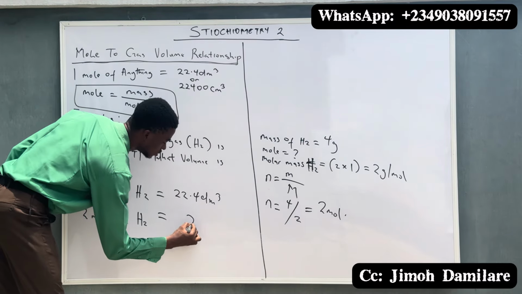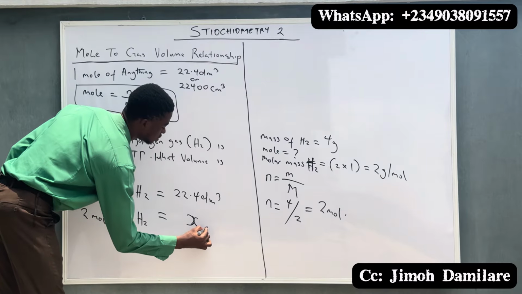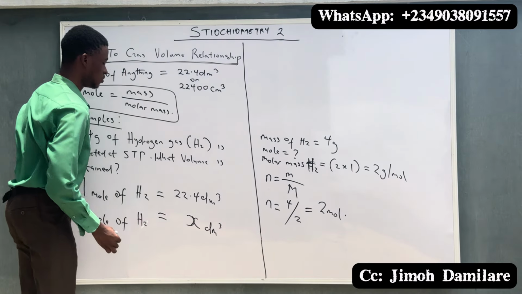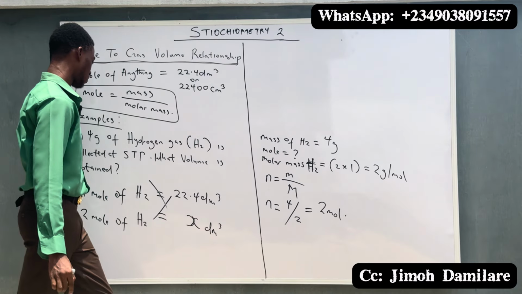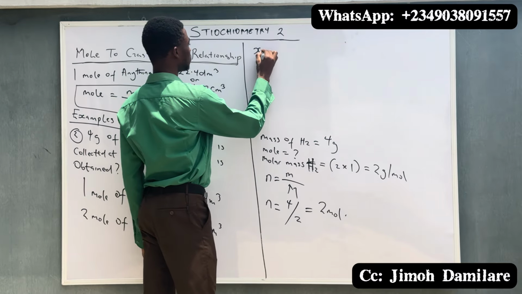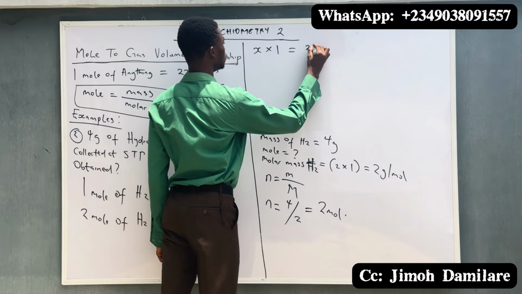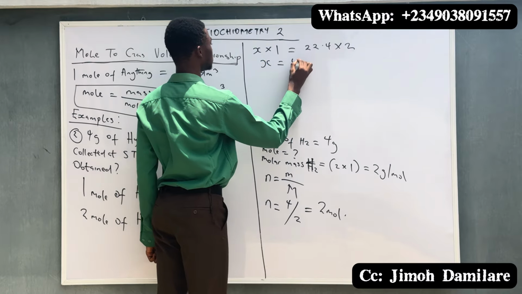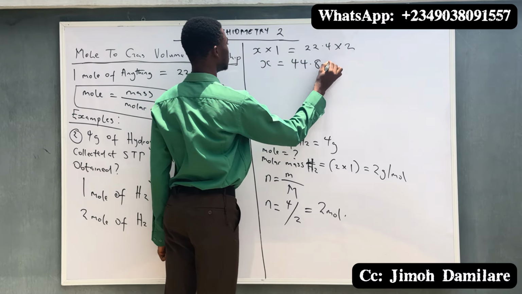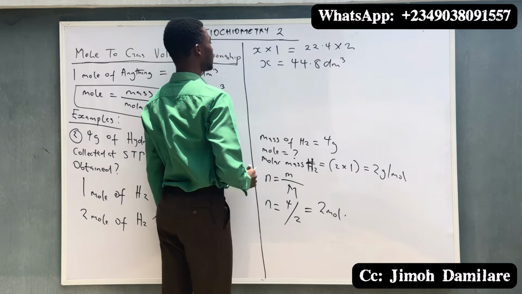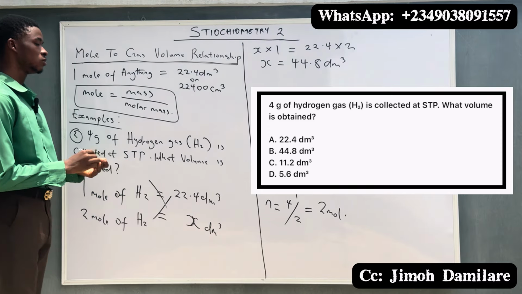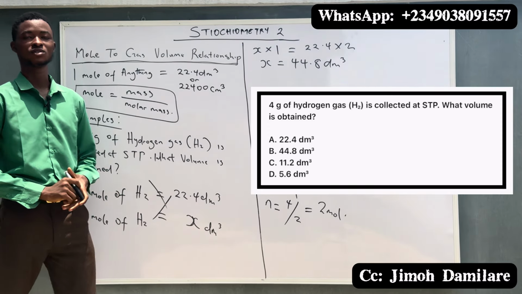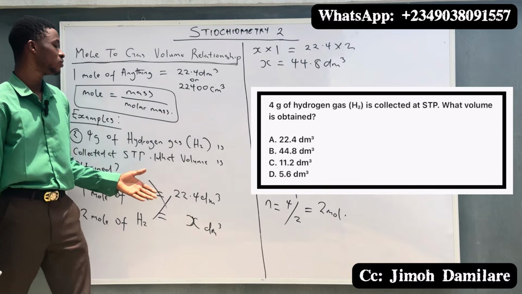the question is asking what volume is obtained. So we don't know the volume. We can just put X in this case, so X dm cube, because we don't know the volume. So when you cross multiply, we are going to have X multiplied by 1 equal to 22.4 multiplied by 2. So X will be equal to 44.8 dm cube. So our final answer is 44.8 dm cube, and option B is correct for this kind of question. So you can see it is very, very simple to solve.